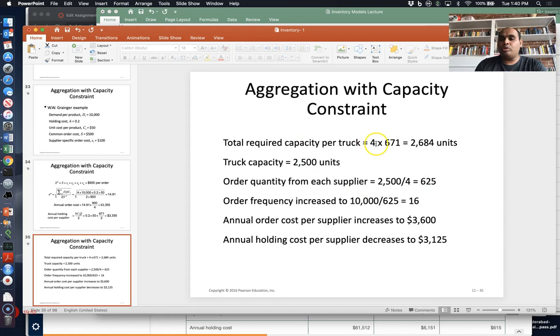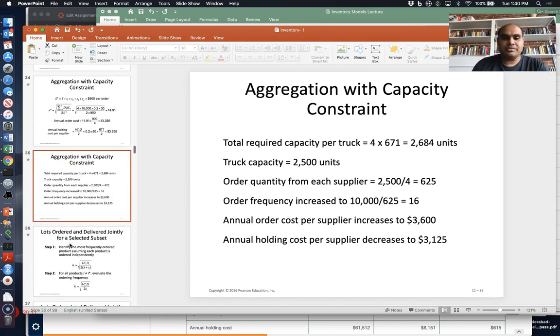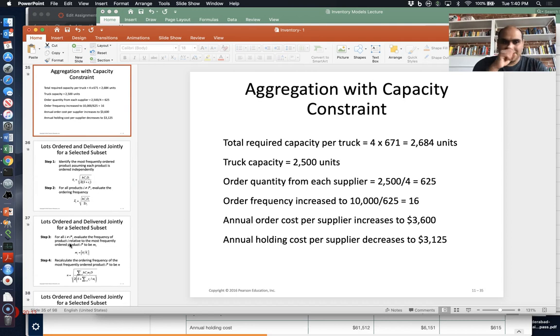So because there are 4 different products, you'll order 625 of each of those. So you can recalculate your ordering and holding cost based on that. If your order quantity is less than the truck capacity, order your order quantity. If your order quantity is more than the truck capacity, then you order whatever your truck capacity is. That's essentially what that is.